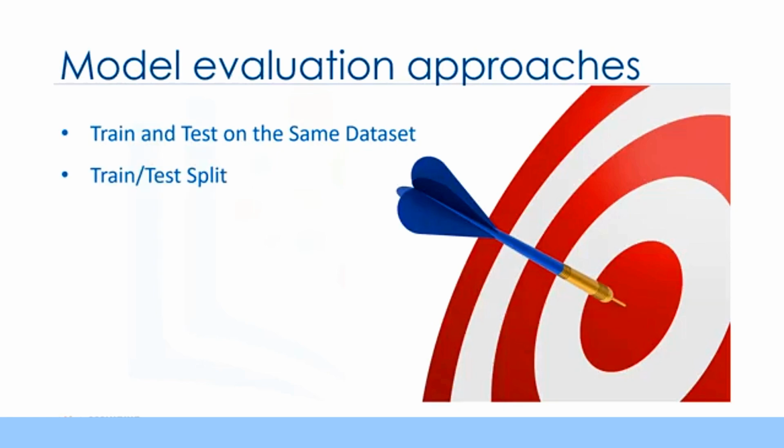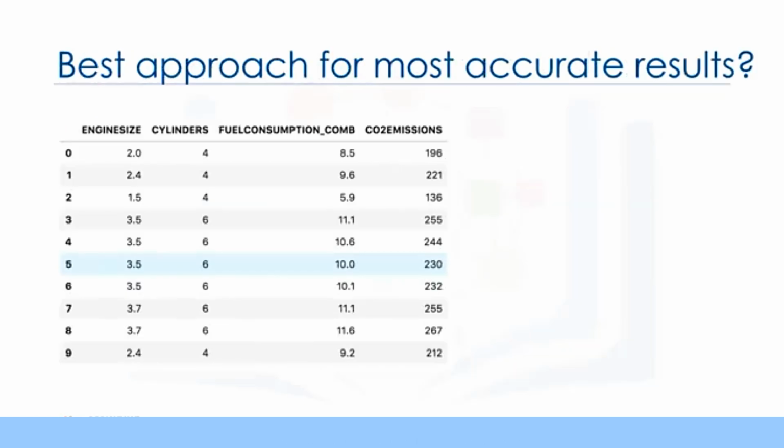We'll talk about what each of these are, as well as the pros and cons of using each of these models. Also, we'll introduce some metrics for accuracy of regression models. Let's look at the first approach. When considering evaluation models, we clearly want to choose the one that will give us the most accurate results. So, the question is, how can we calculate the accuracy of our model?